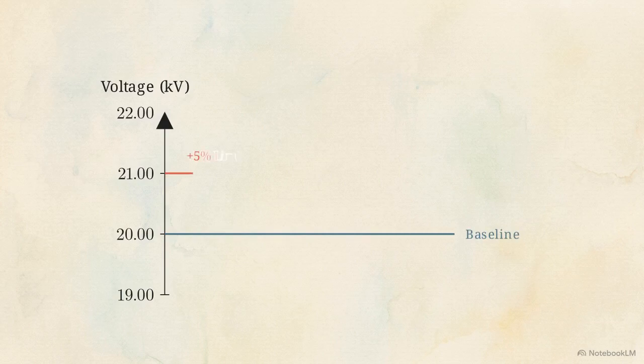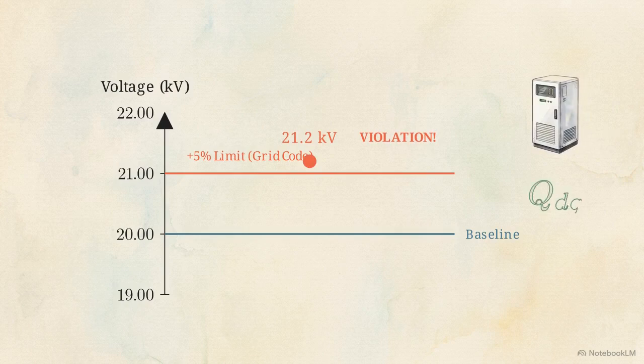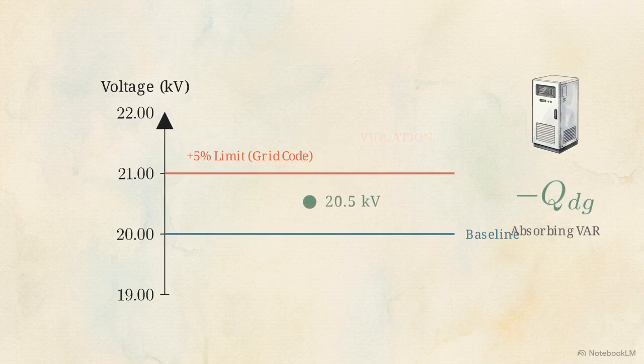The grid code mandates a strict boundary for continuous operation. Voltage must remain below a ceiling of plus 5%, which is exactly 21 kilovolts. Our calculated 21.2 kilovolts physically breaks through that maximum allowable limit. To bring that voltage back into range, the inverter must manipulate the Q variable in our equation. By using volt-var control to absorb reactive power, the inverter creates a negative Q value, which mathematically pulls the local voltage back down below the 21 kilovolt safety ceiling.